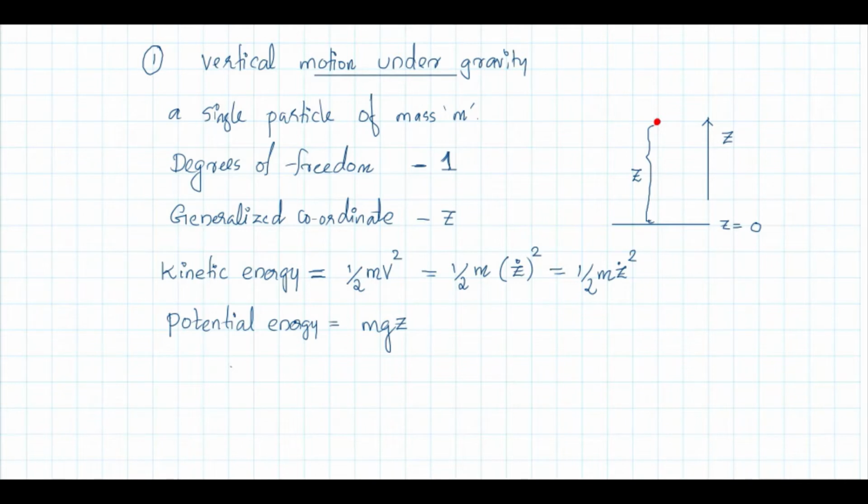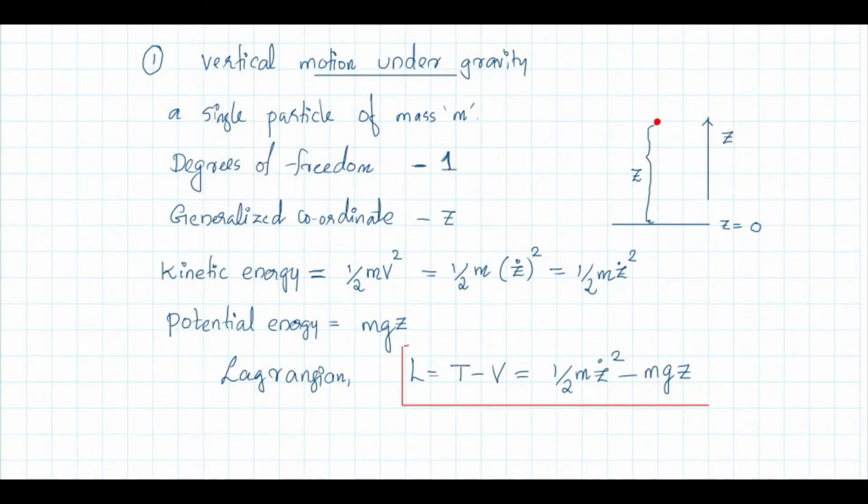The next step is forming the Lagrangian. What is the Lagrangian? The Lagrangian is defined as L equal to T minus V, and that is nothing but half m z dot square minus mgz. So this is the Lagrangian of a particle which is in vertical motion under gravity.